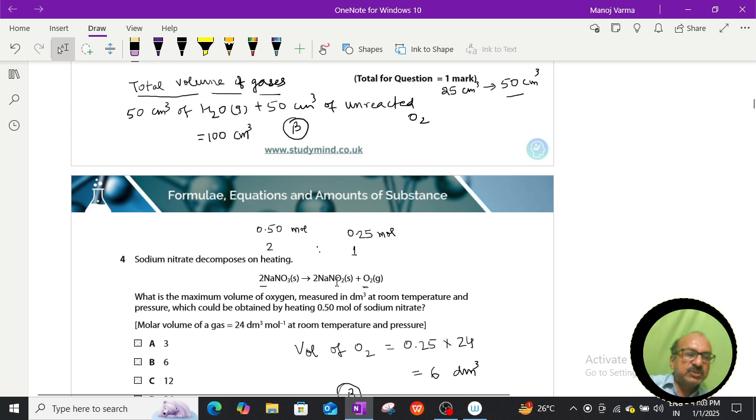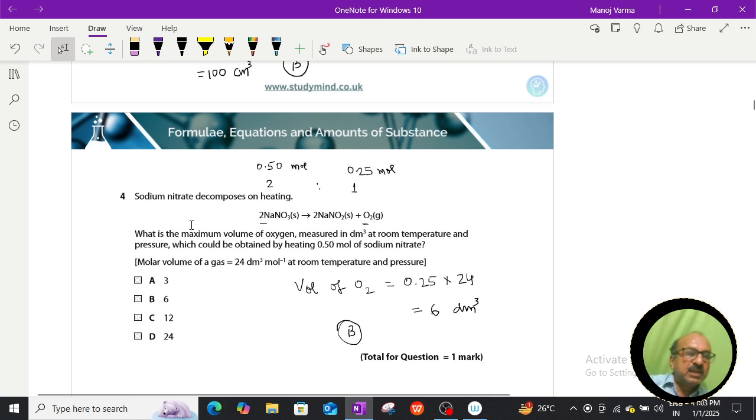Okay, we go next to this question. Sodium nitrate decomposes on heating according to this reaction. What is the maximum volume of oxygen measured in dm³ at room temperature and pressure which could be obtained by heating 0.5 mole of sodium nitrate? The molar volume of a gas is 24 dm³ per mole at room temperature and pressure.